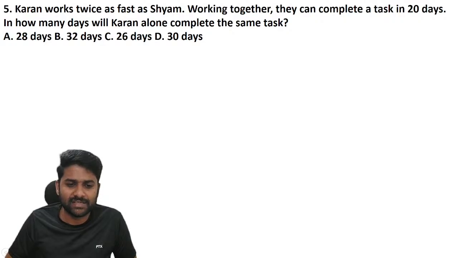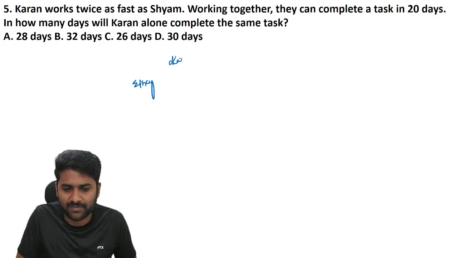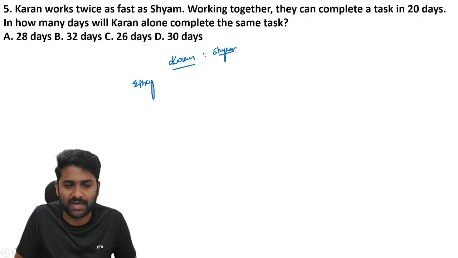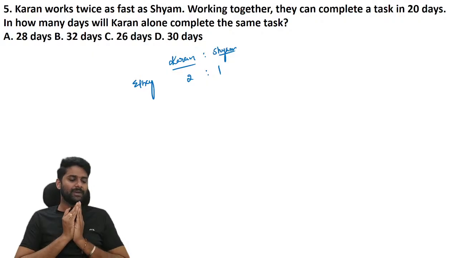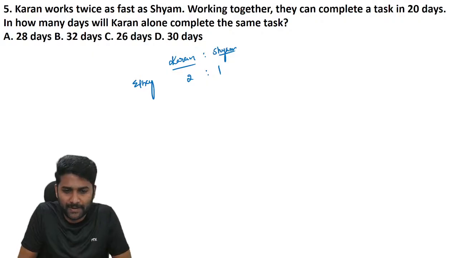Karan works twice as fast as Shyam. So they are talking about efficiency between Karan and Shyam. They clearly mention that Karan works twice as efficiently as Shyam. It means if Karan completes 2 units per day, Shyam can complete only 1 unit.